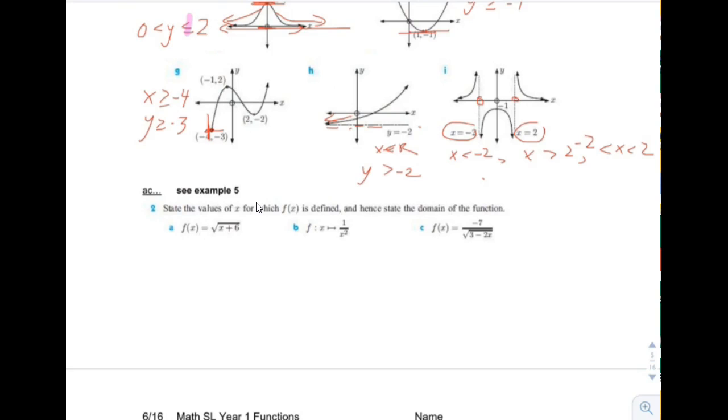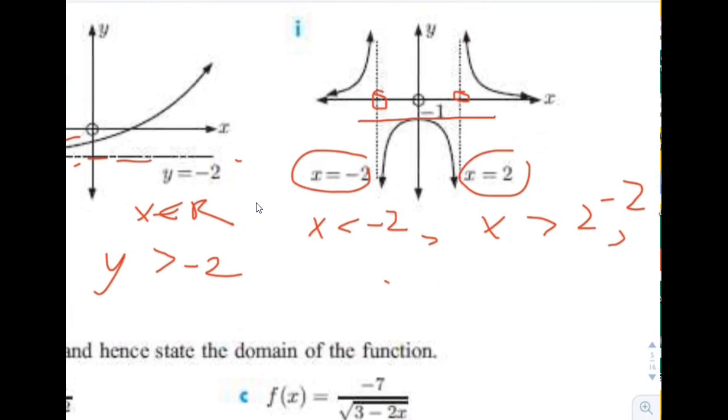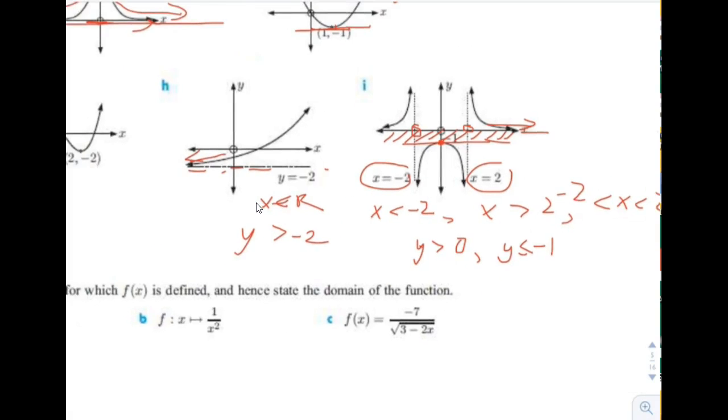What about the Y values? The Y values look like, and we need to zoom in here, do you see how it starts at -1 here? So there's a band between 0 and -1 that Y does not exist on. So to be really specific, Y is greater than 0, not greater than or equal to 0, because it never touches the x-axis. It's an asymptote. And then at the bottom, Y is less than or equal to -1, because it actually touches -1. So that would be the range.